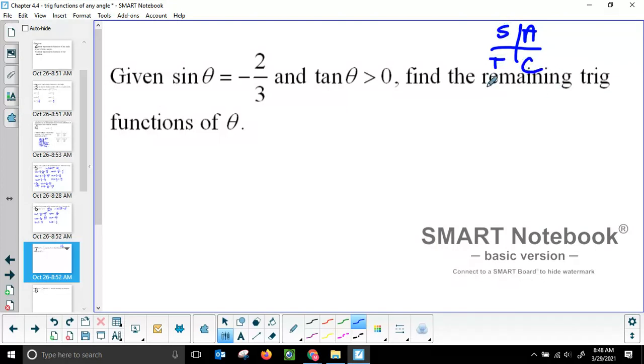So where is sine negative but tangent positive? Well, this is quadrant 1, 2, 3, 4. So we're down here in quadrant 3. Tangent is positive, but sine is negative. So we're in quadrant 3. Let's just say that here's quadrant 3, and let's make an angle in quadrant 3.